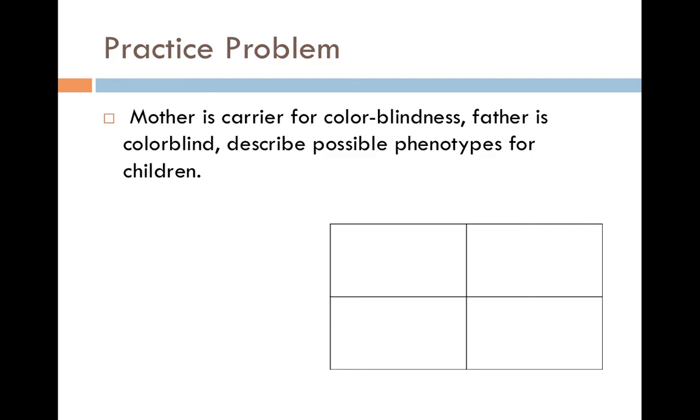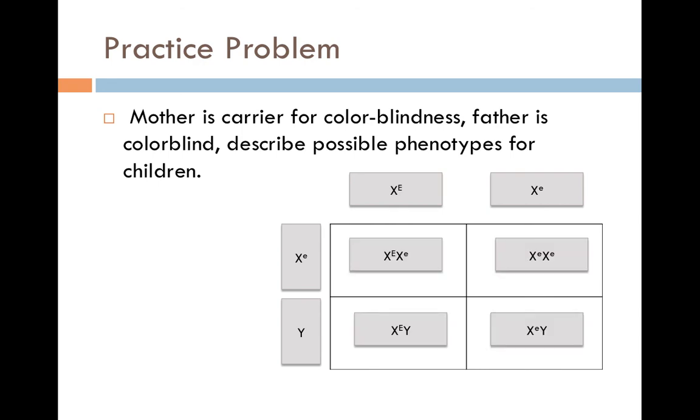Okay, let's check our work. So here are our parents. Mom's a carrier, so she is not colorblind, but she carries the trait for colorblindness, so she could give it to her children. And then dad is colorblind, so we have to give him the recessive version of this gene. And here are the offspring. And so we're describing the possible phenotypes for the children.